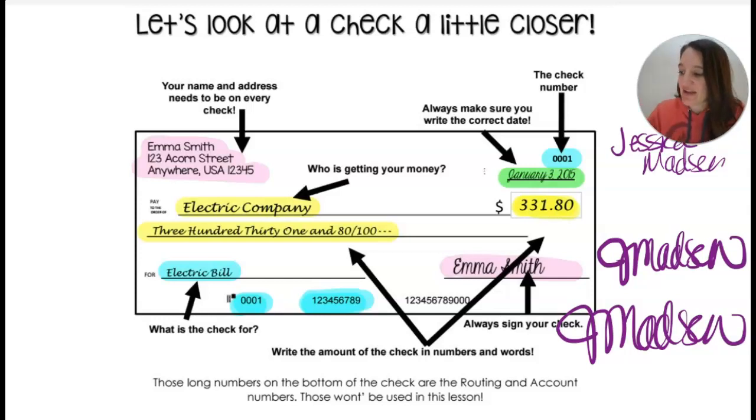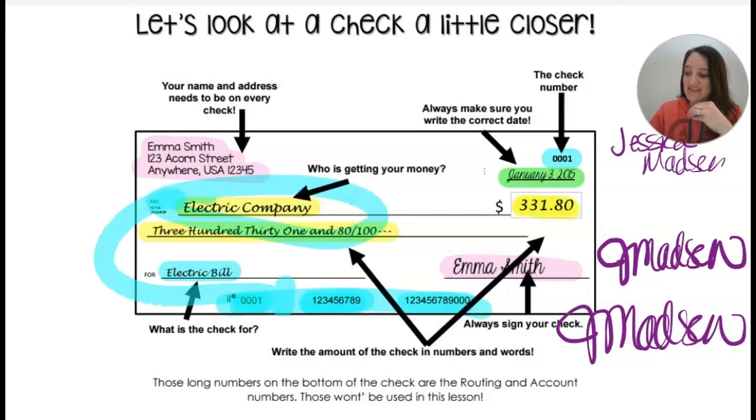And then the last number right here is your checking account. And that is specific to you. That is your special account number. And so this whole number down here, when the electric company takes this to the bank to get it cashed, the bank knows what bank to go to get the money and what account to get that money from. So that is all the things you need for a check.